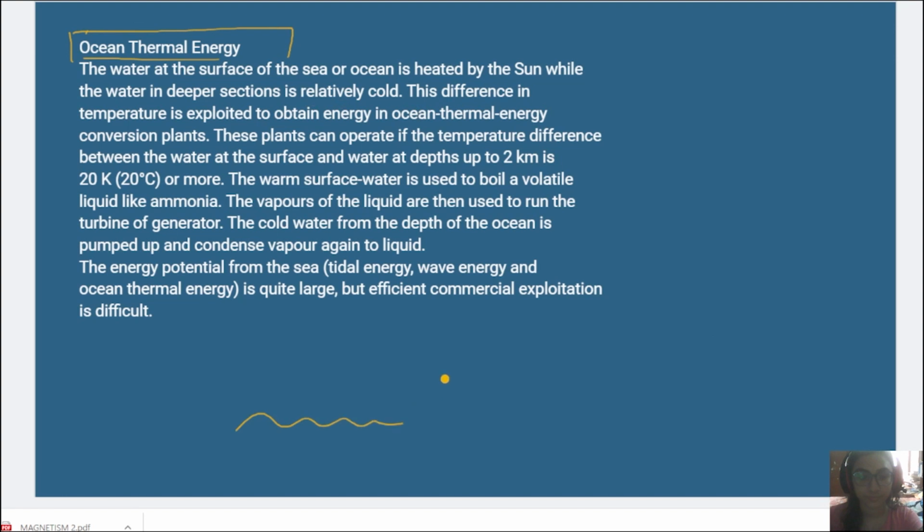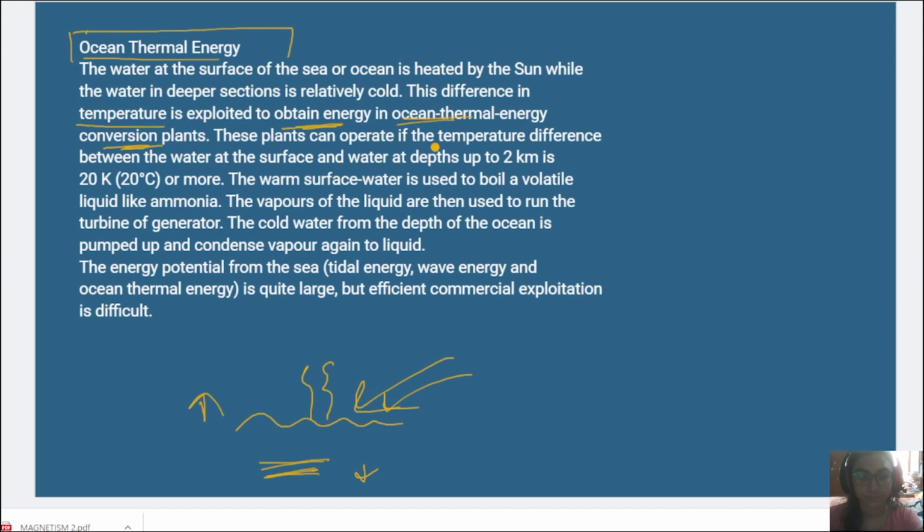How is it heated by the sun? Because it is in direct contact with the sun and evaporation occurs. We've talked about this. This difference in temperature, how below the sea level it is less temperature, and at the surface it is high temperature. There's a difference, there's a gradient. Anything that has a difference creates a gradient. So the difference in the temperature is exploited to obtain energy in ocean thermal energy conversion plants.